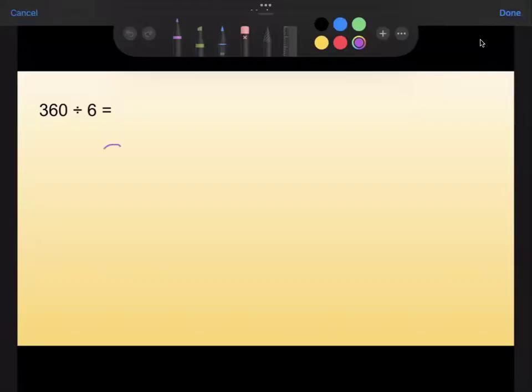So I'm going to rewrite the problem here. 360 divided by 6, and here is the shortcut we could use. We could focus on the numbers that are not zeros. So we could start by focusing on 36 and 6 and dividing those. If you know your division facts, you know that 36 divided by 6 is equal to 6. So we could put that here.